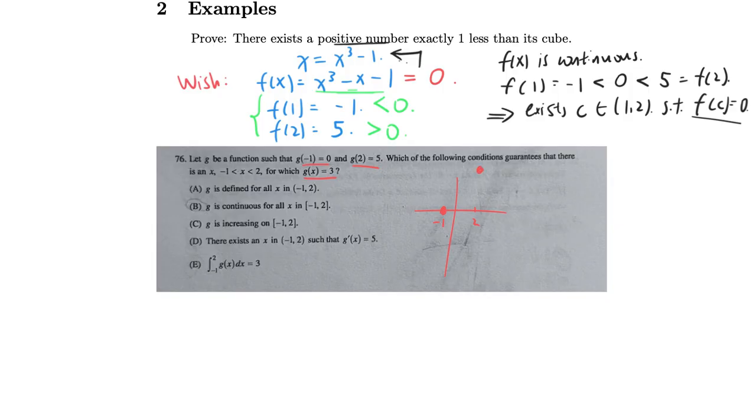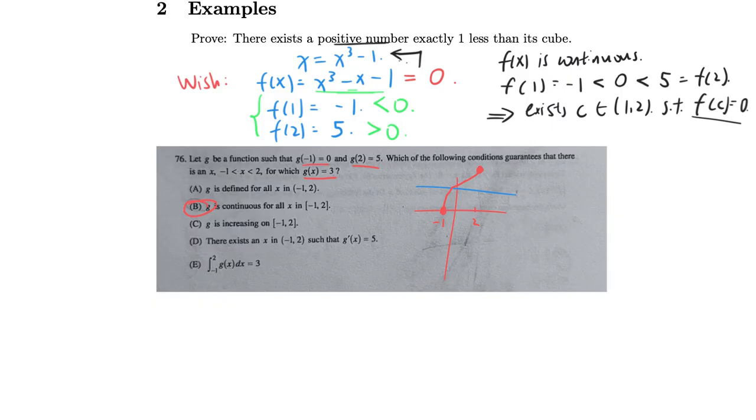And we want to know which condition guarantees that there's an x for which g of x is equal to 3. So it's roughly somewhere in the middle. And this is exactly what the intermediate value theorem would guarantee. The condition that is required for us to apply this theorem would be that g is continuous, which is this option over here.